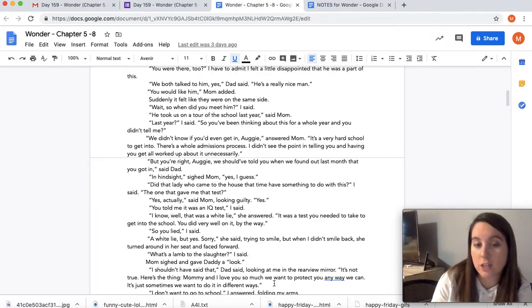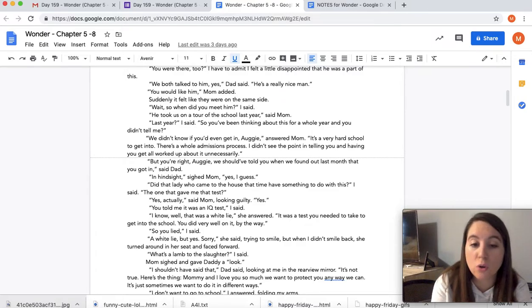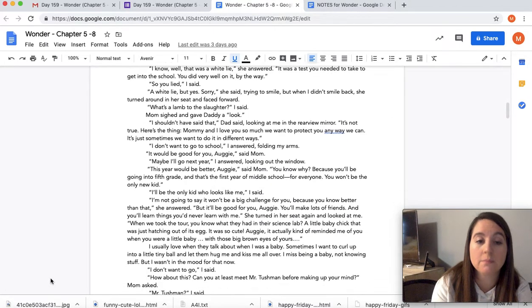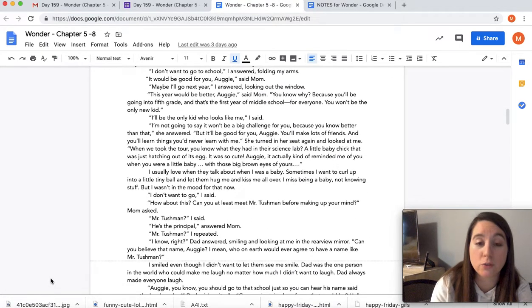"What's a lamb to slaughter?" I said. Mom sighed and gave Daddy a look. "I shouldn't have said that," Dad said, looking at me in the rearview mirror. "It's not true. Here's the thing. Mommy and I love you so much, we want to protect you any way we can. It's just sometimes we want to do it in different ways." "I don't want to go to school," I answered, folding my arms.